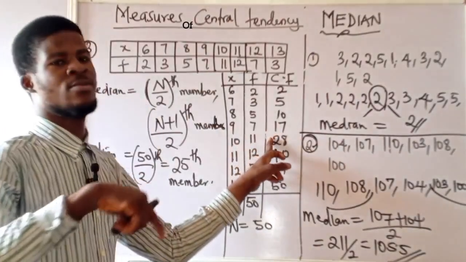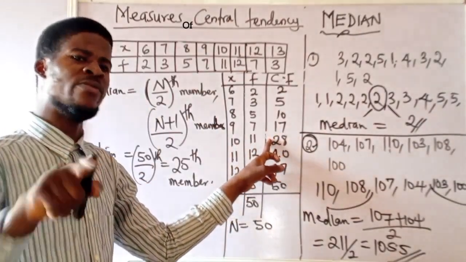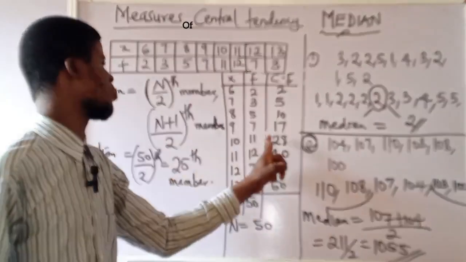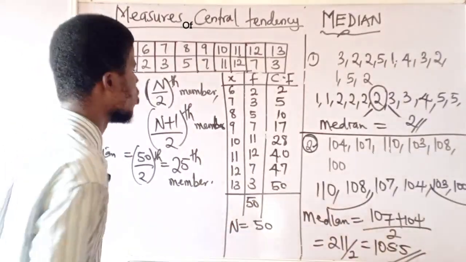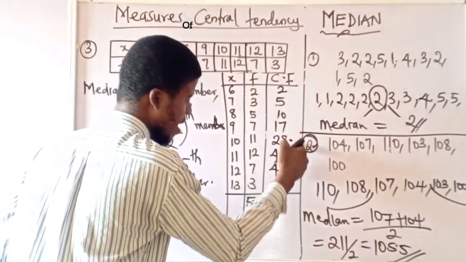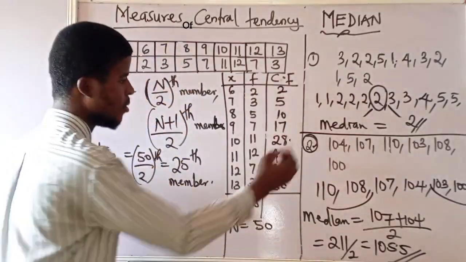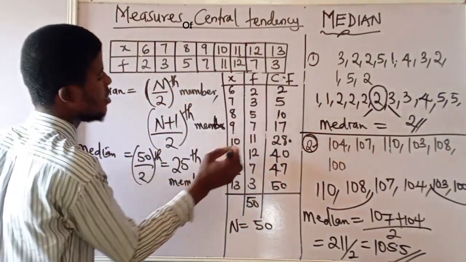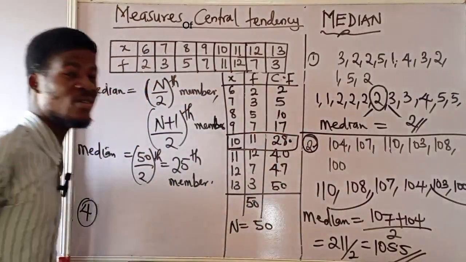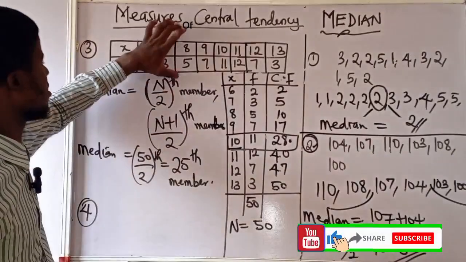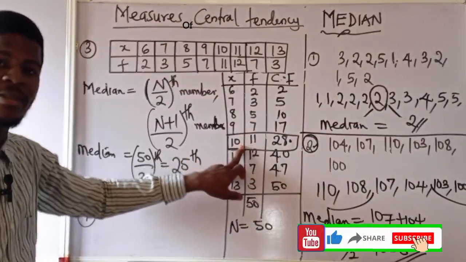25 is inside 28. Of course, 28 is bigger than 25. So we can find 25 inside 28, inside 40, inside 47, inside 50. But 28 is the smallest of them among these 4 numbers. It means that the median is 10. That's what it means. So the median of this data set is 10. Simple.